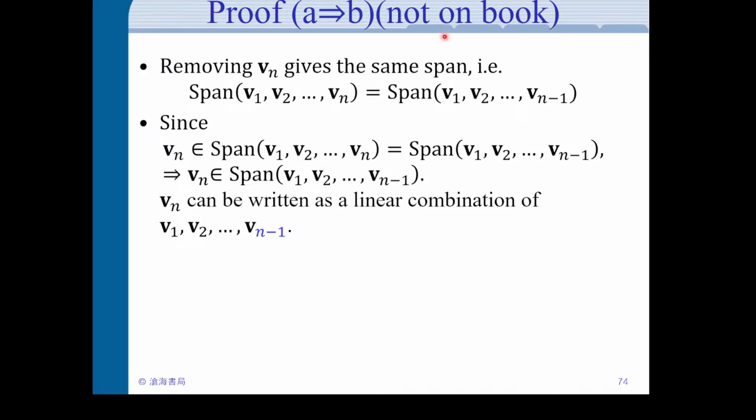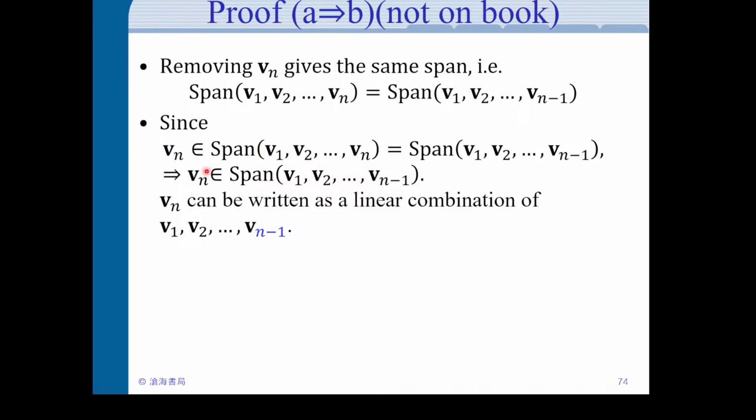Okay, so we proved B to A, and then we need to prove A to B. This is not in the book, but it's actually quite simple. We want to say, if V1 to Vn is not a minimum spanning set, let's say removing Vn will give us the same span. So the span of V1 to Vn equals the span of V1 to Vn minus 1.